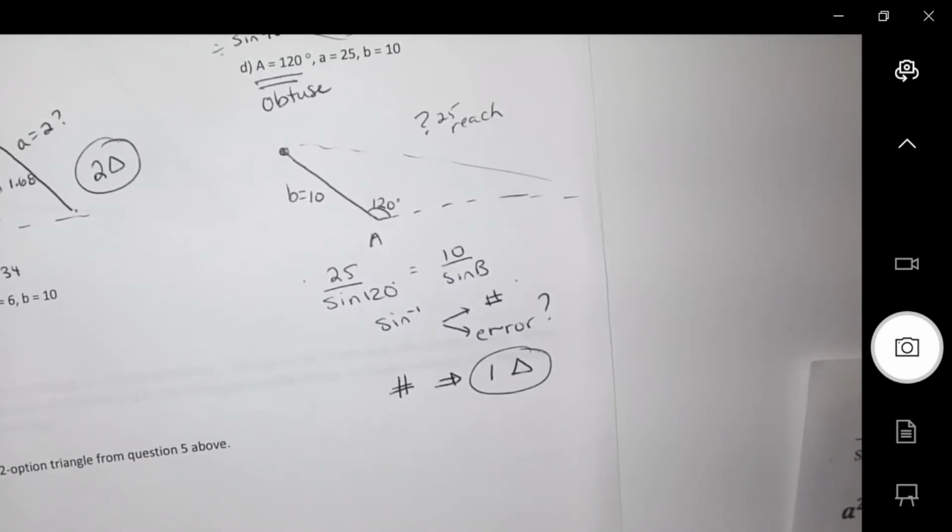And I got a number, so it would be long enough. But there's only one triangle. There's no way to even make two triangles with an obtuse, because you can't have another obtuse angle in that side. Okay. Solve for the two option triangle from above.